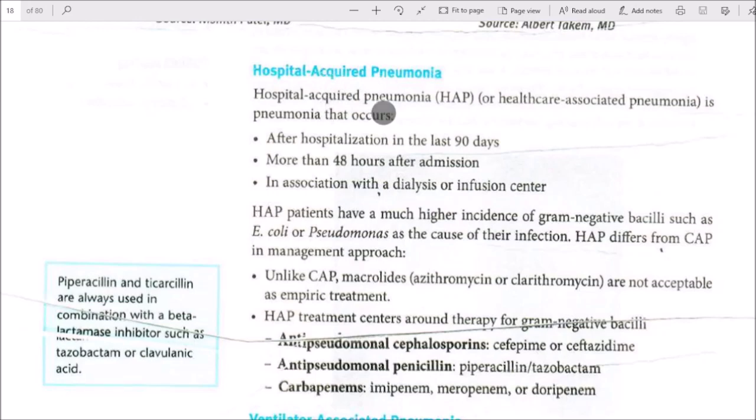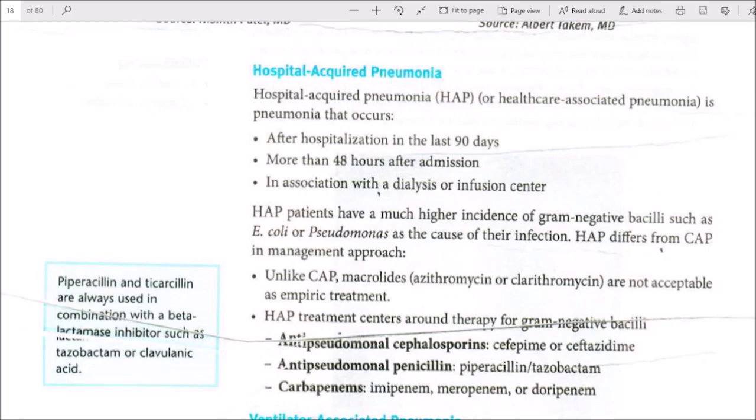Hospital-acquired pneumonia. Hospital-acquired pneumonia, or HAP, or healthcare-associated pneumonia, is pneumonia that occurs after hospitalization in the last 90 days, 48 hours after admission, and associated with a dialysis or infusion center. HAP patients have a much higher incidence of gram-negative bacteria such as E. coli or Pseudomonas as the cause of the infection.